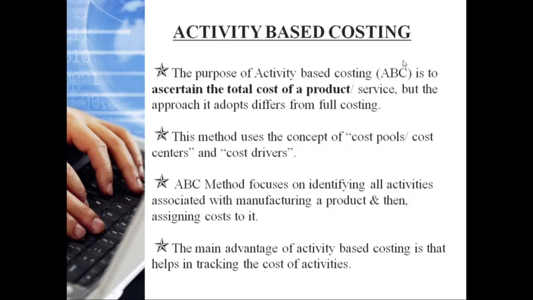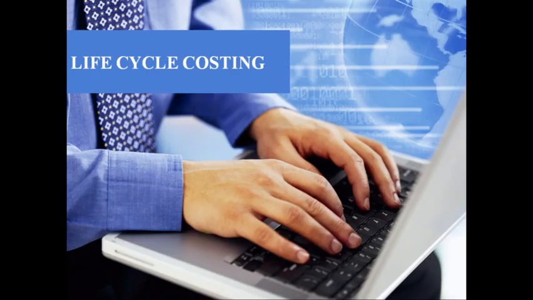So activity based costing is wherein we are going to identify the various activities that are involved in producing or manufacturing a product, and then we will assign cost to each and every activity. Okay, and we also make sure that we calculate the cost center and cost driver for each of the activities. So this is mainly to track the cost of each and every activity of a manufacturing concern. So this is activity based costing.